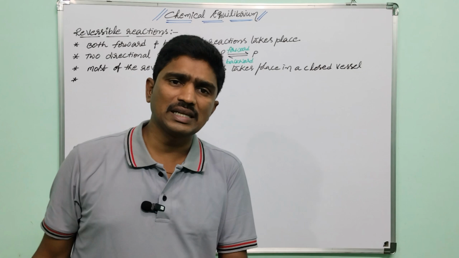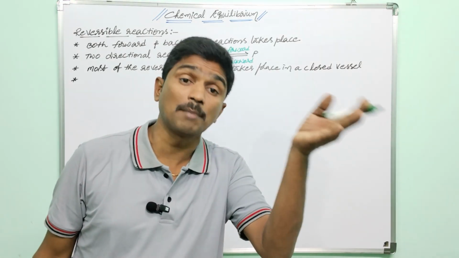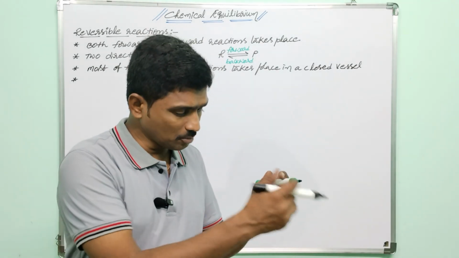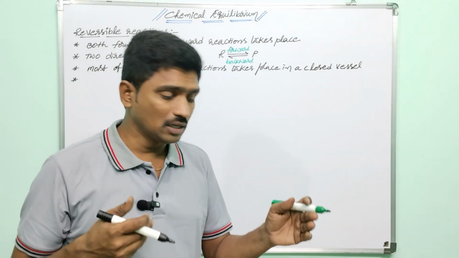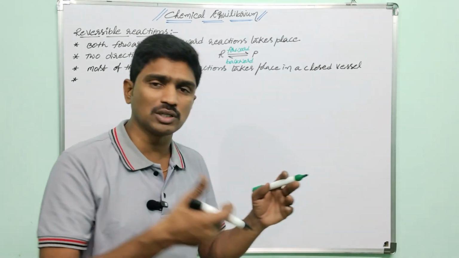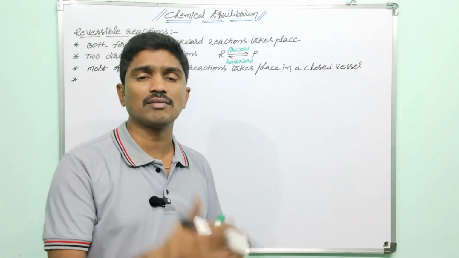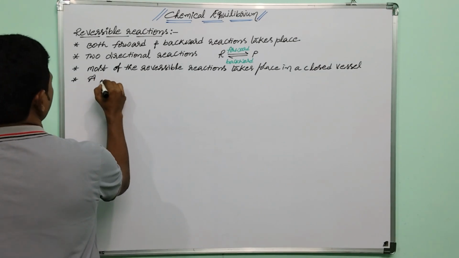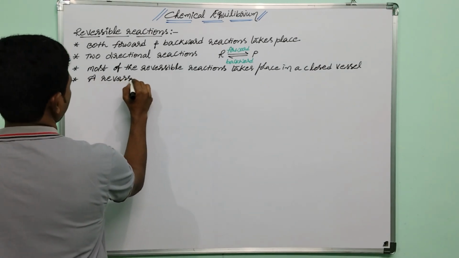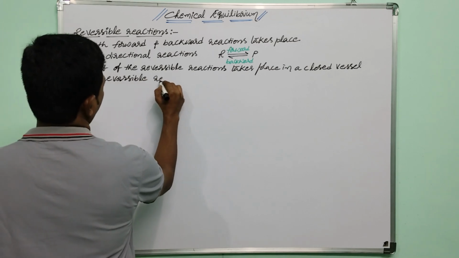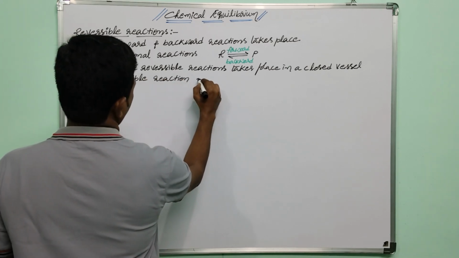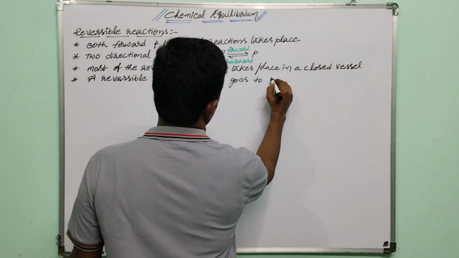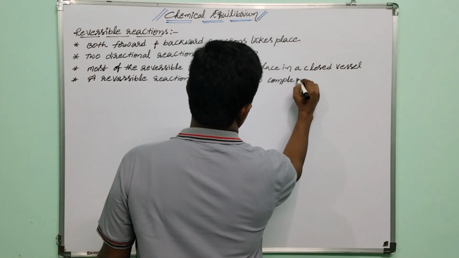Actually, a reversible reaction never goes to completion. Never completes, because the forward reaction happens and then the products come back to the reactant. Reactant converts to product, product gives the reactants again. So a reversible reaction never goes to completion.